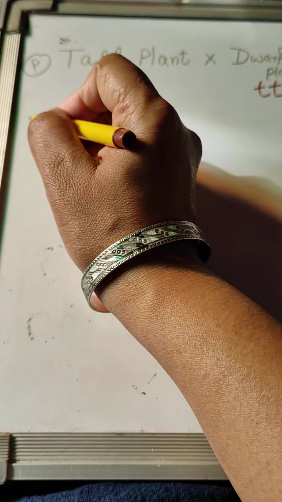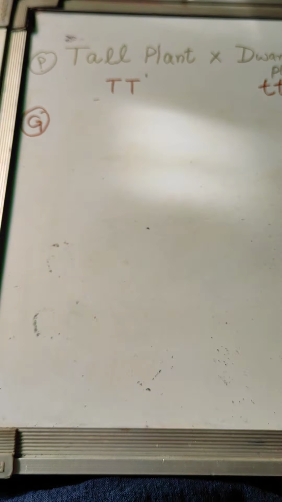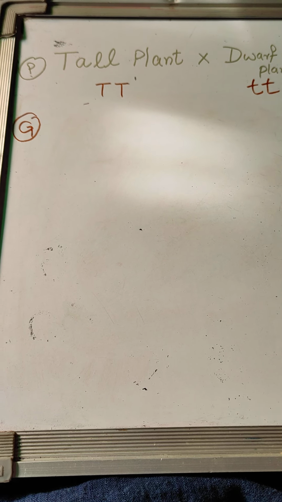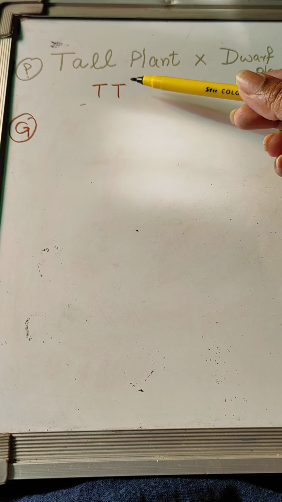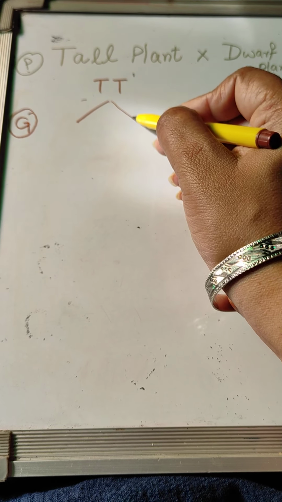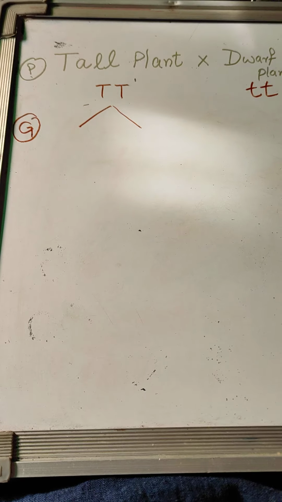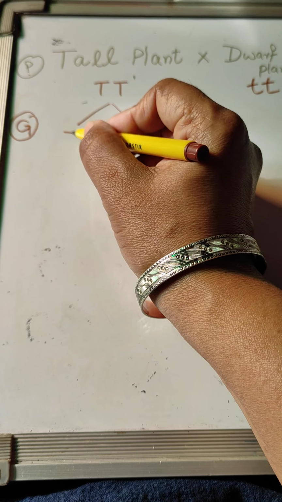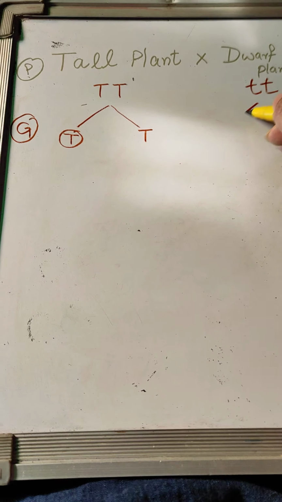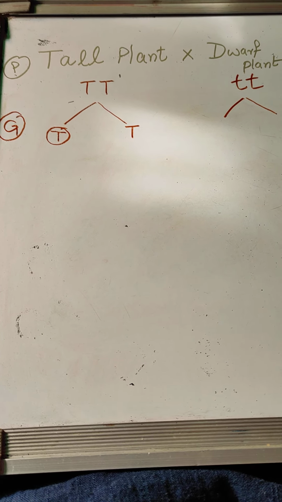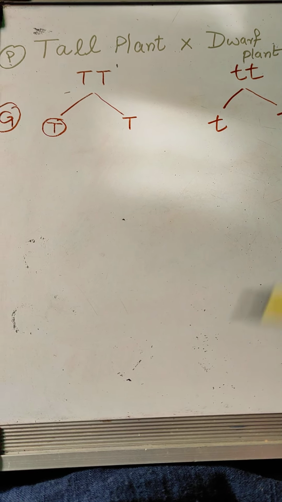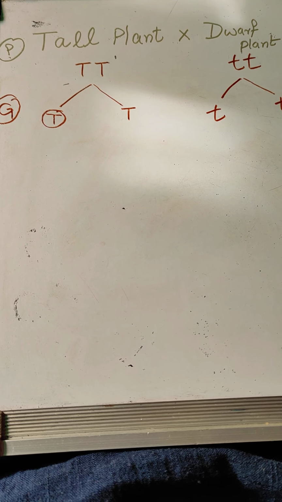So now we'll form the gametes. We know during gamete formation, the diploid condition by meiosis converts into haploid gametes. So these two alleles get separated. One goes in one gamete, the other goes in the other gamete. Same with this parent. During gamete formation, the haploid condition comes.